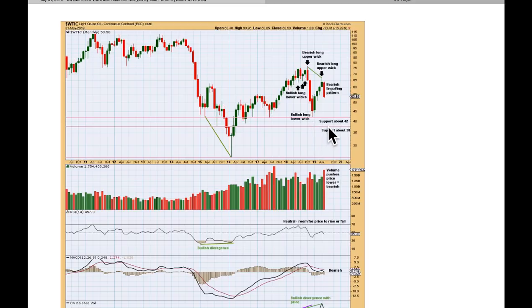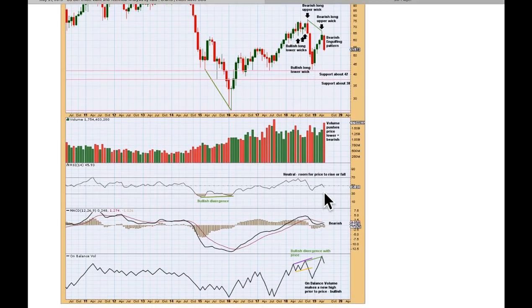Next support lines here on the monthly chart are identified about 42 and 38. RSI is well in neutral territory. There is plenty of room for price to fall. MACD is bearish but not full bore bearish yet. There's some bullish divergence here between price and on-balance volume, but I give this less weight than I do with on-balance volume's behaviour with trend lines. But there's no new range yet for on-balance volume to show a breach of support or resistance.